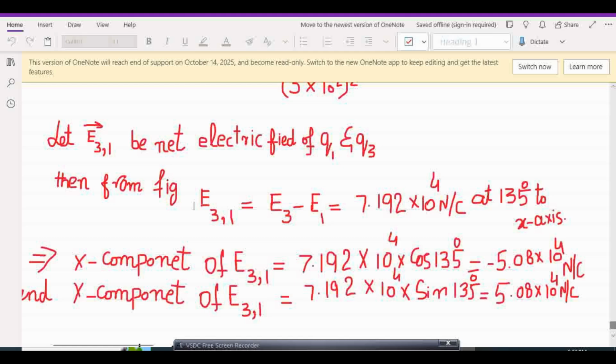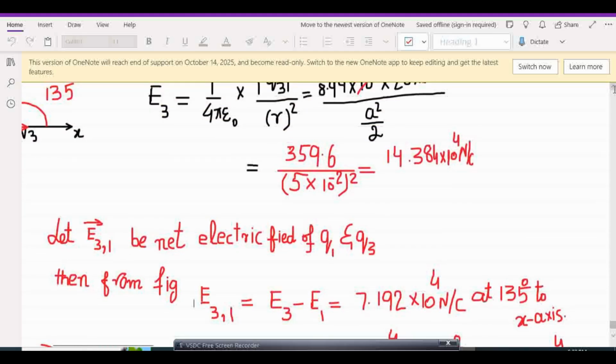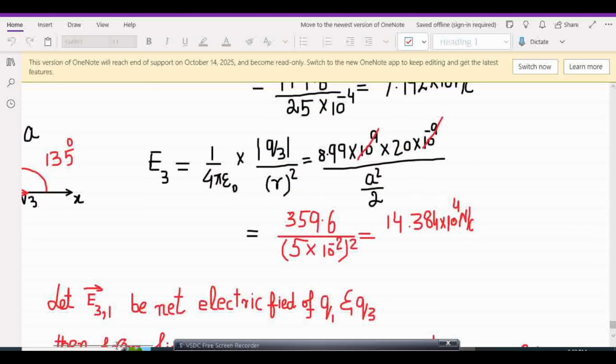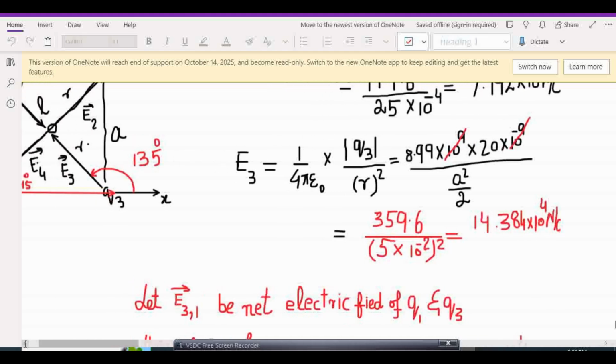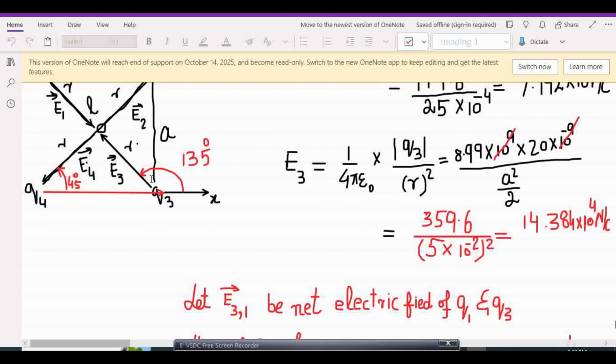So what will be its direction? Look here, because E3 is bigger in magnitude than E1, and they are opposite in direction, the net field will be in the direction of E3, and E3 is here along the diagonal. Now each angle of the square is 90 degrees, and the diagonal bisects the angle, so the angle the diagonal makes with each side will be 45.